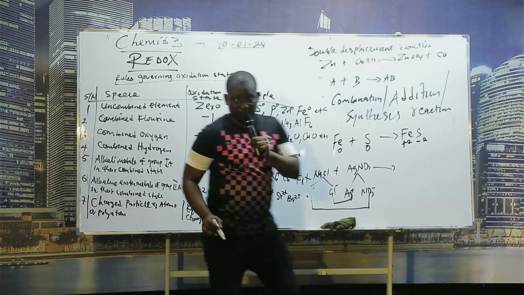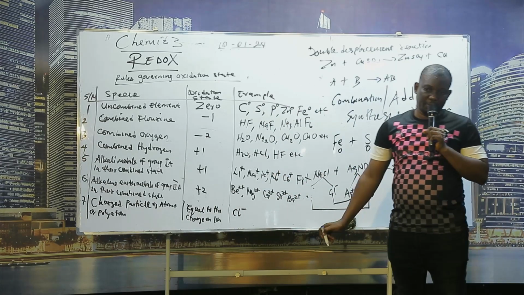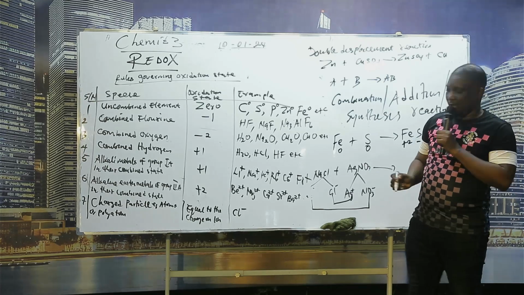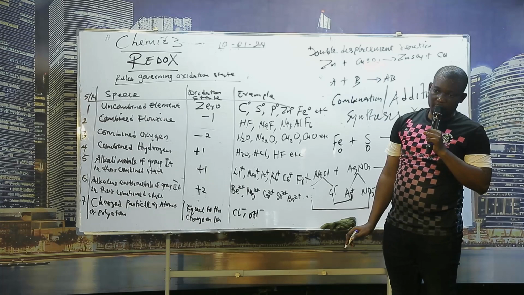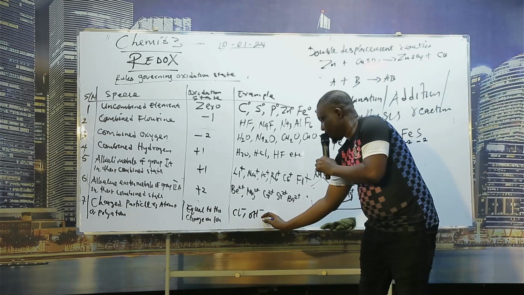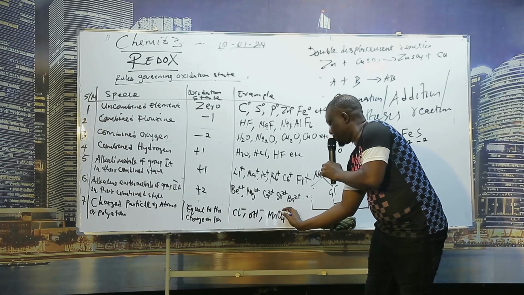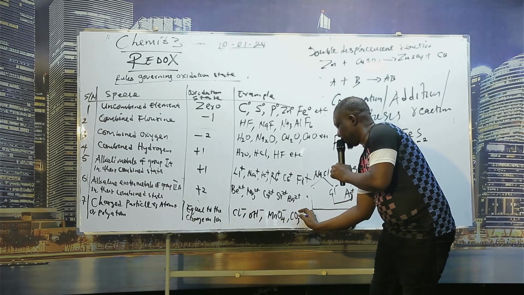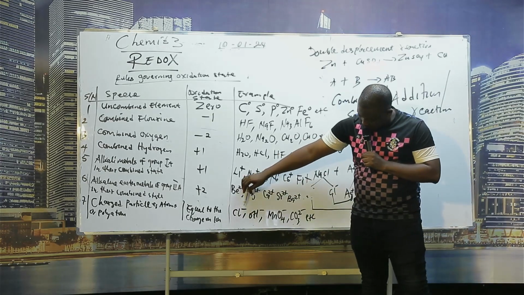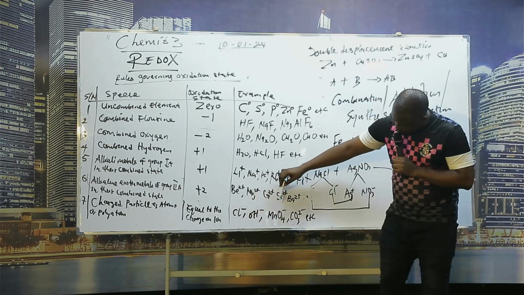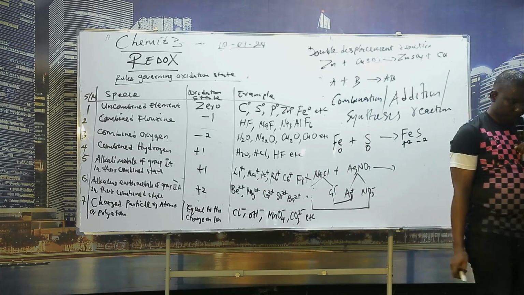For example, if I have Cl minus, what would be the oxidation state of this? -1. Or if I have OH minus, what would be the charge state? -1. Or if I have MnO4 minus, CO3 2 minus, etc., the oxidation state is equal to the charge on the ion.